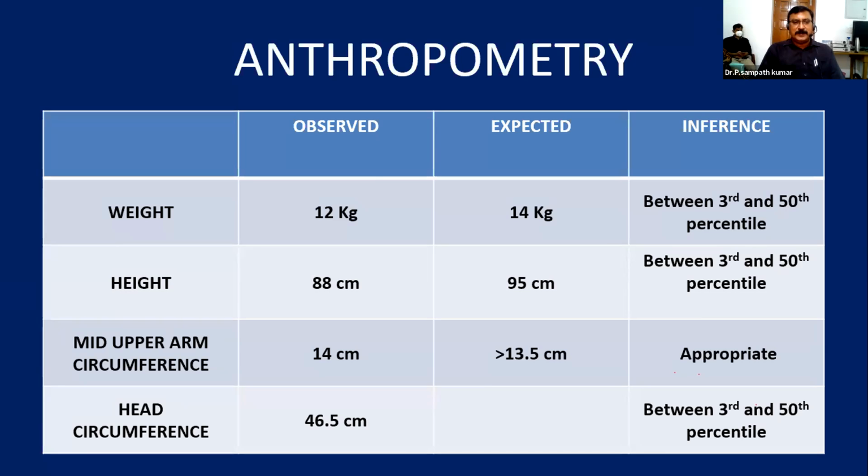How do you calculate the weight and height? What is the formula used? Sir, for weight calculation, if the child is 1 to 6 years of age, age in years into 2 plus 8 gives the expected weight, sir. Okay. For height, age in years plus 3 into 5 by 2 will give the expected height, sir.